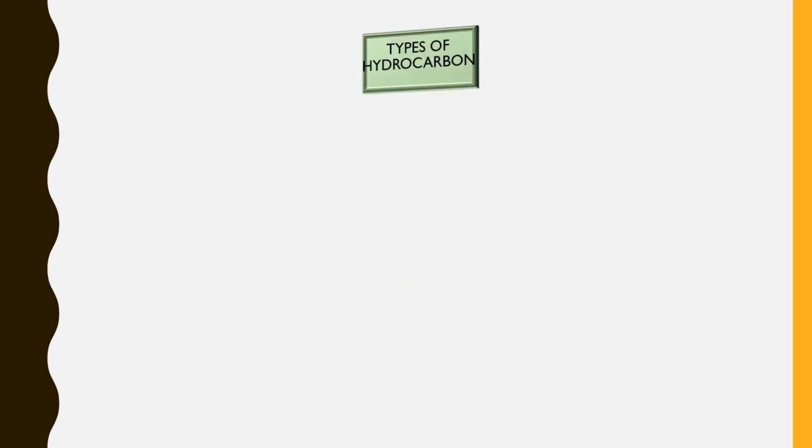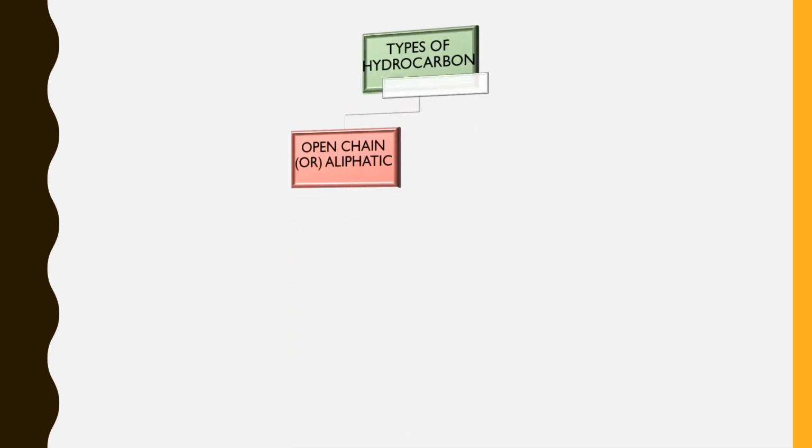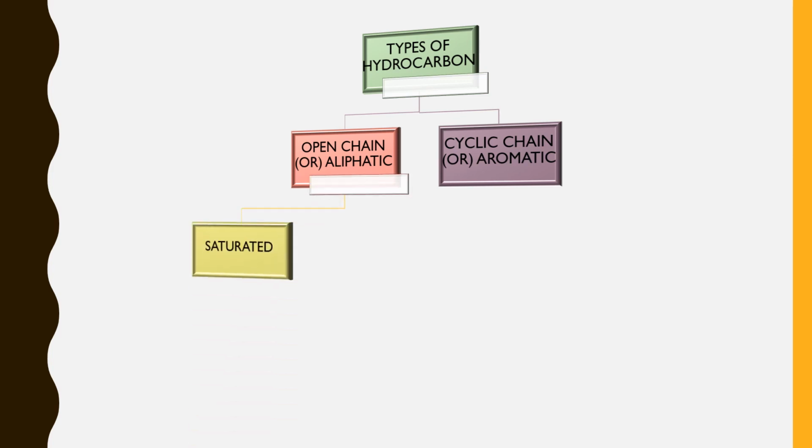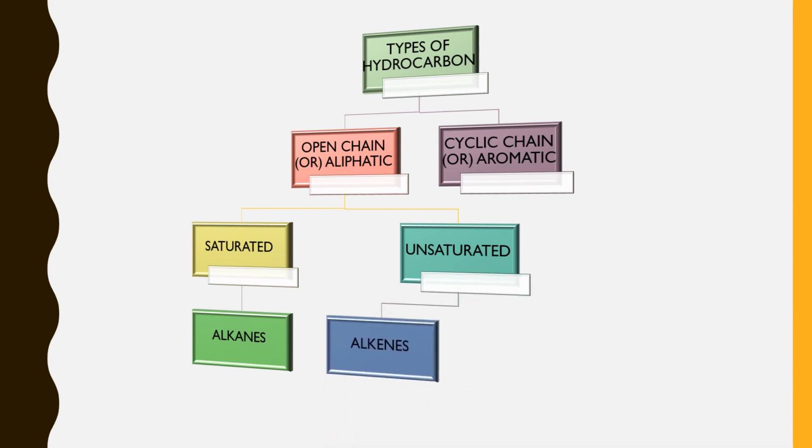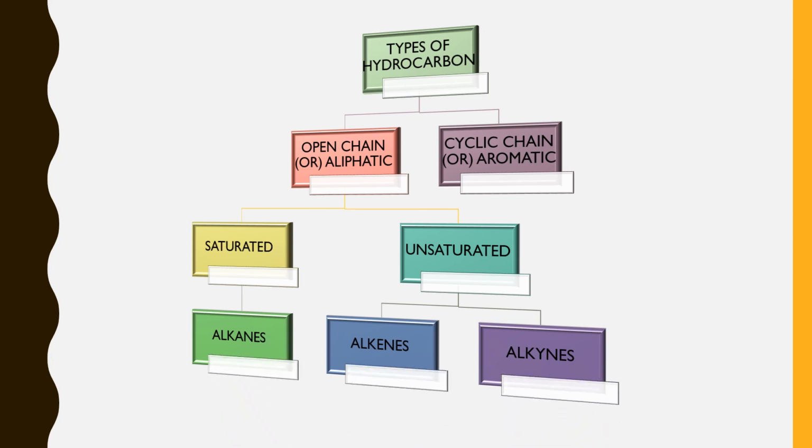As we all know, there are two types of hydrocarbon, namely open chain, otherwise known as aliphatic, and cyclic or aromatic. Open chain is further divided into two types, saturated and unsaturated. Saturated is further divided into alkanes, and unsaturated is further divided into alkenes and alkynes. These are the basic classification.